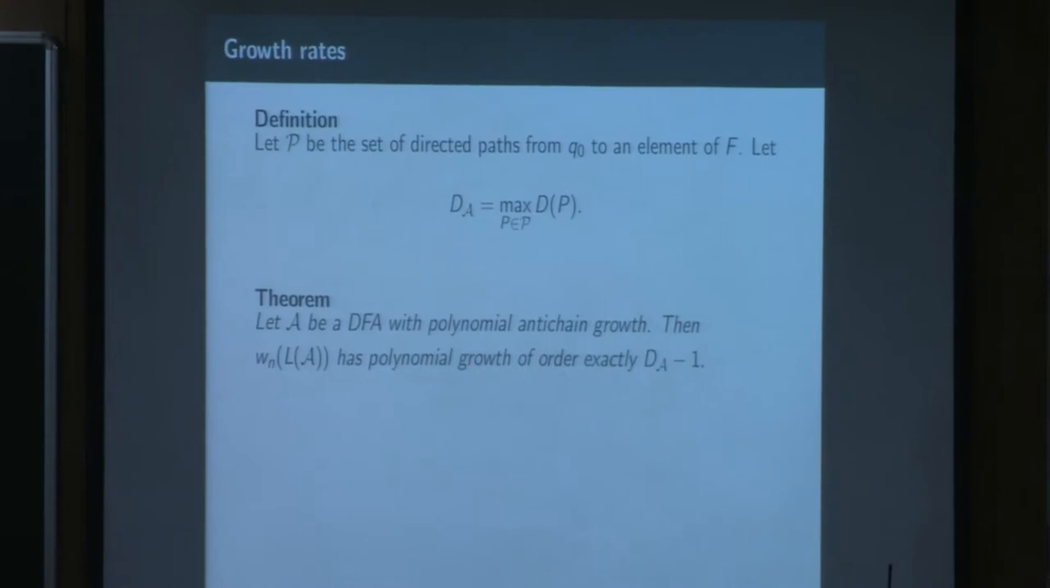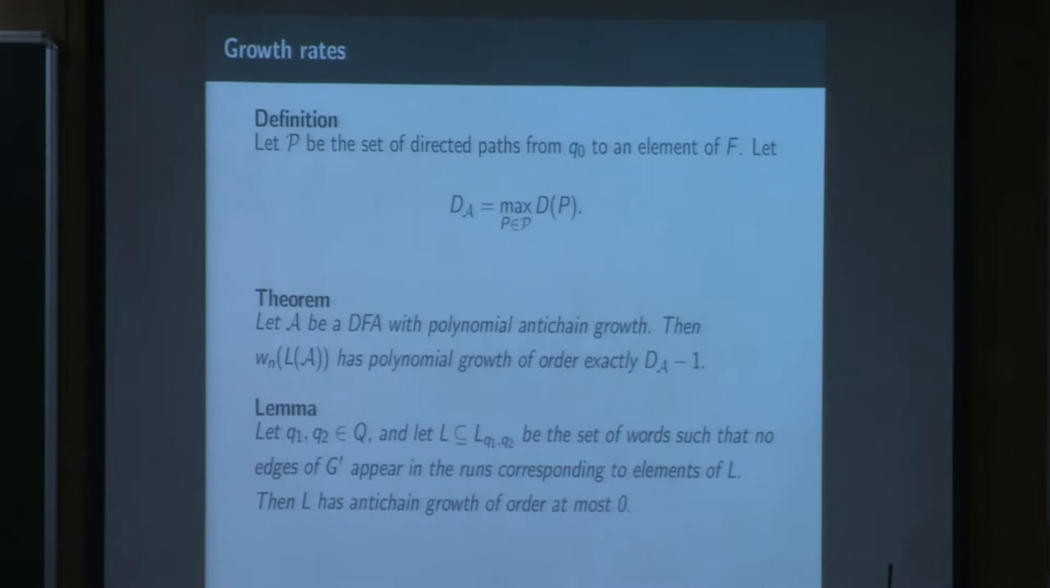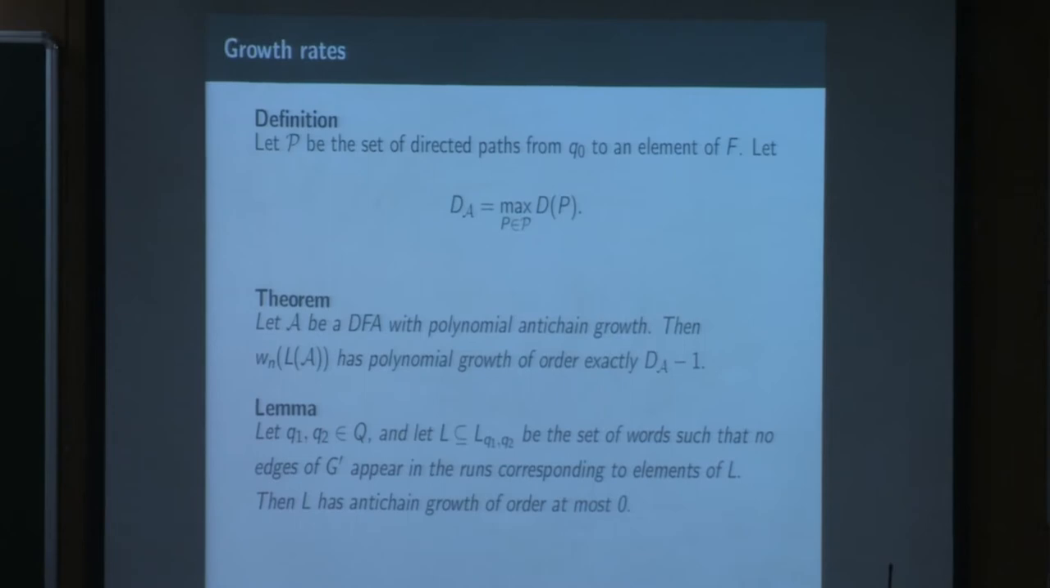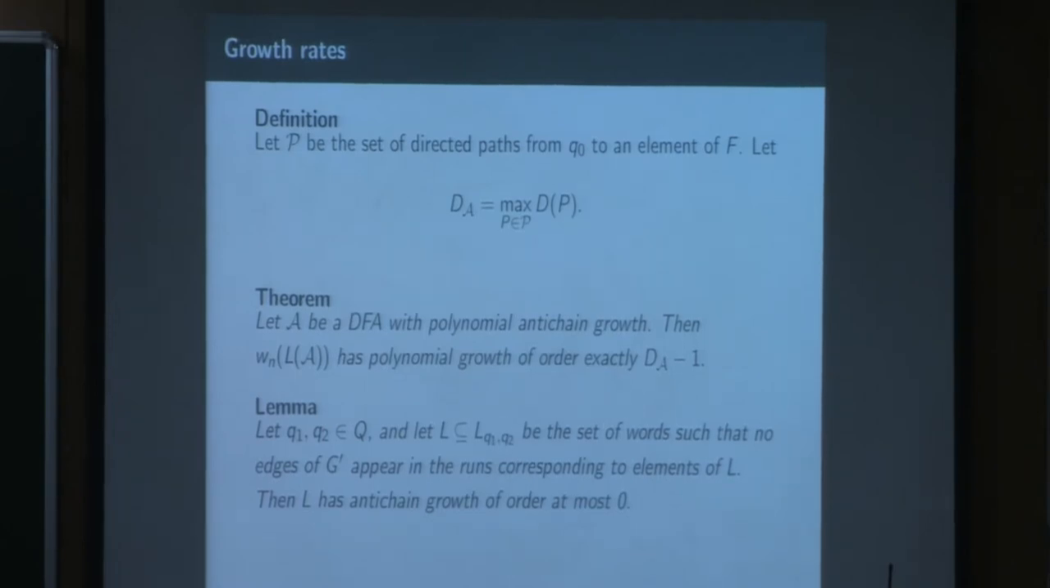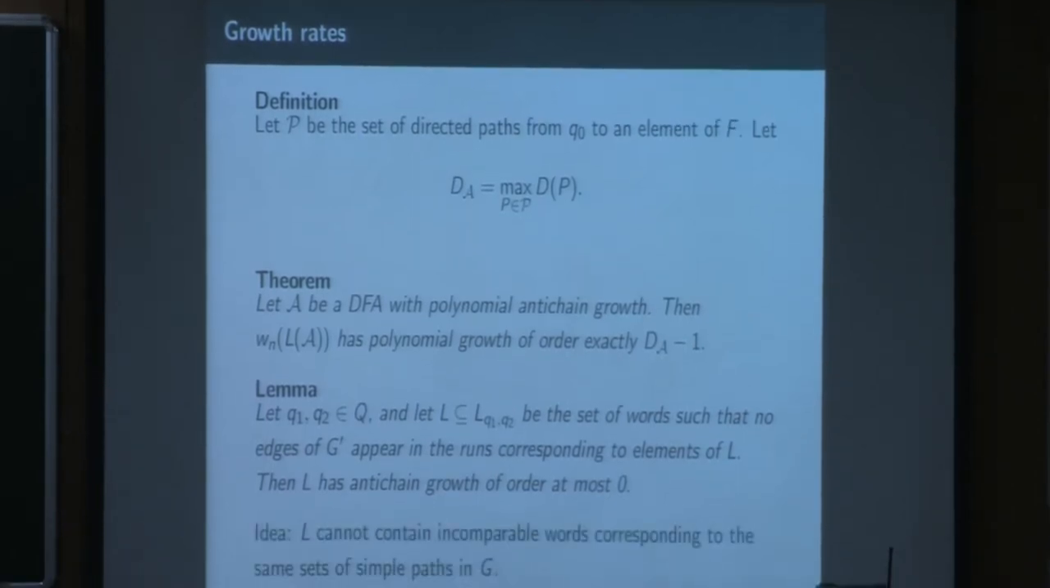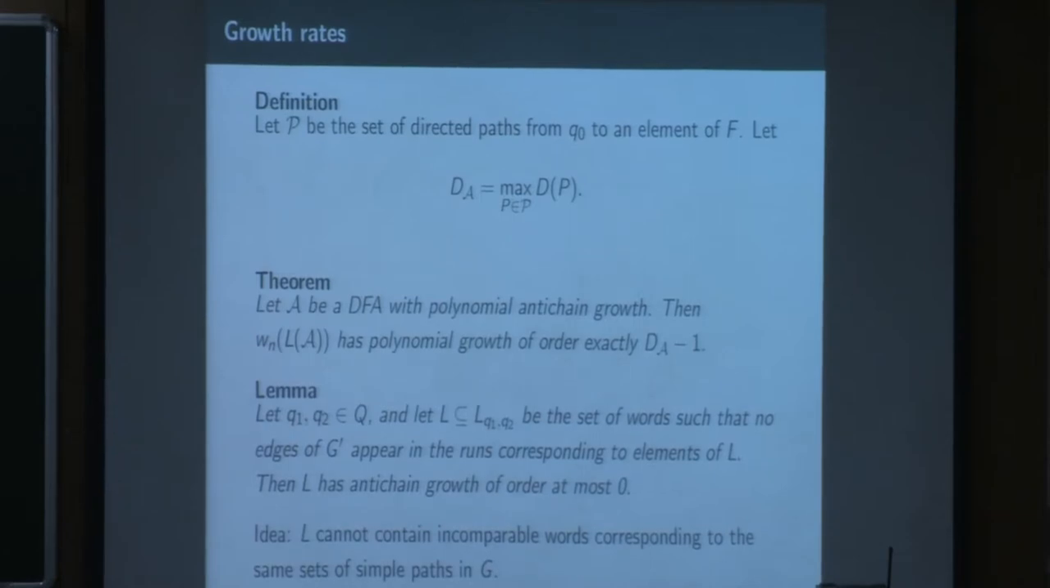As with everything, it's easier to prove this for DFA than NFA. I don't really have time to tell you about the details of the proof, but the point is that if you think about words you can get without visiting a red edge, then you have to have the property that antichains in them are only constant size. And this is quite a delicate proof, but you can show it.